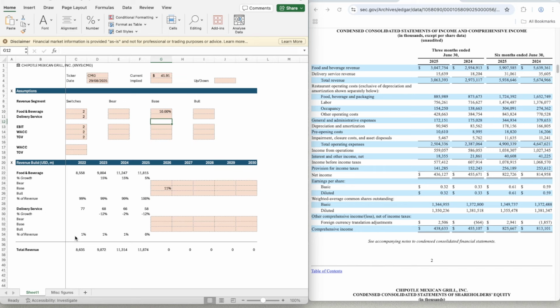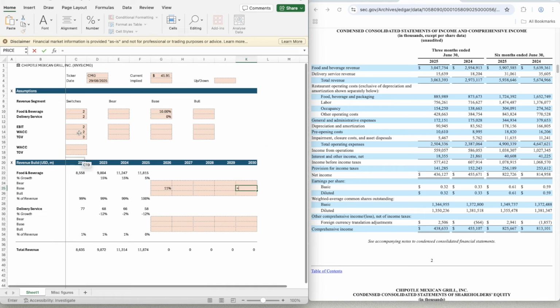And the delivery service will put this down to 0% growth, because it will get phased out.